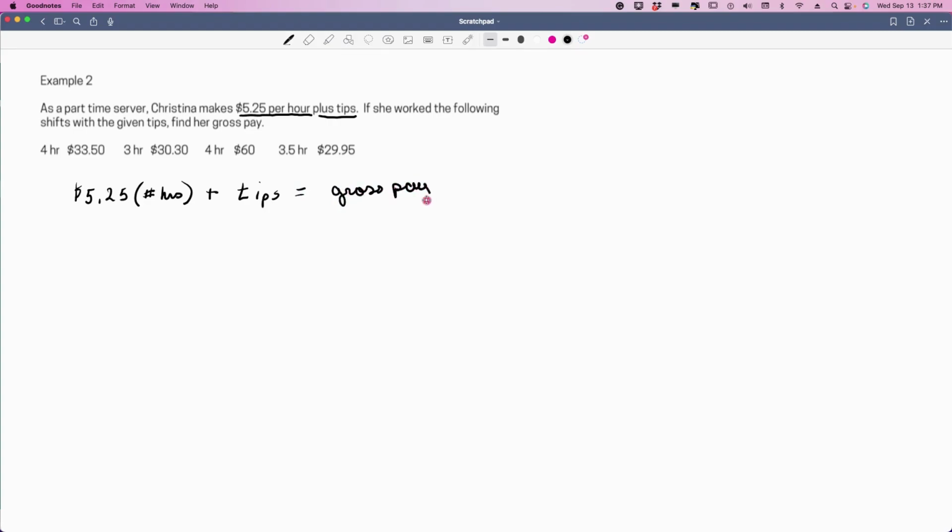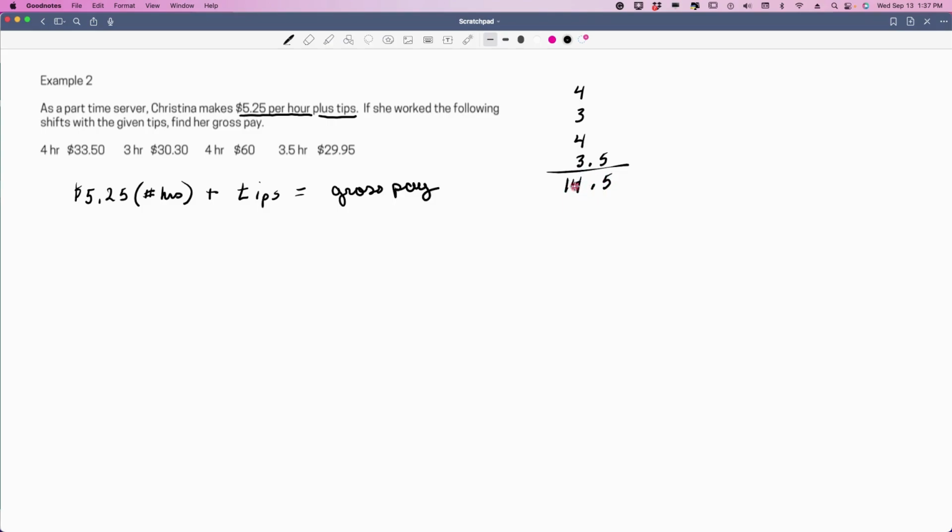That would be the calculation that she would use every week to figure out how much she was bringing home. So let's figure out how many hours she has. The first day she has 4 hours. The second day she has 3 hours. The third day she has 4 hours. And the last day she has 3.5 hours. So when we add all of that up, we have 14 and a half hours.